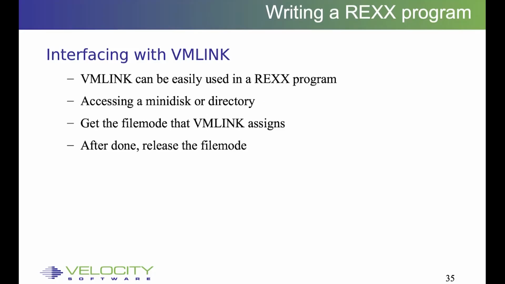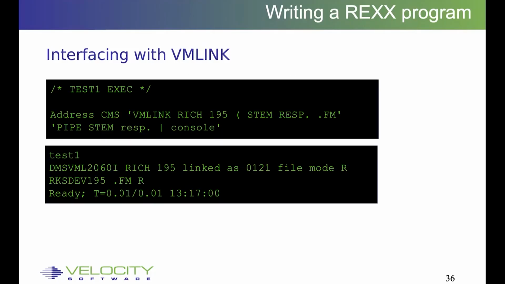So what we're going to do is access, in this case, a minidisk in the example that I'm going to show, get the file mode, and then afterwards, we're just going to release the file mode. The assumption is somewhere in between that, we're going to do something on that minidisk, read a file, look at the directory, whatever the case is. So the idea here is we're going to access a disk, do something with the files, and then just release it. So here's an example.